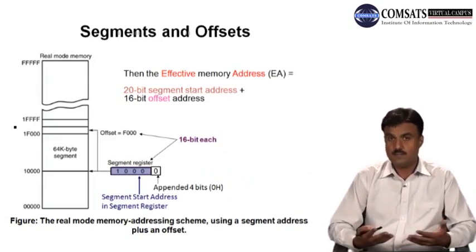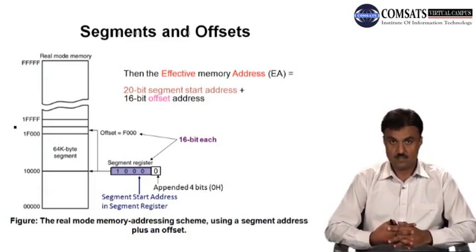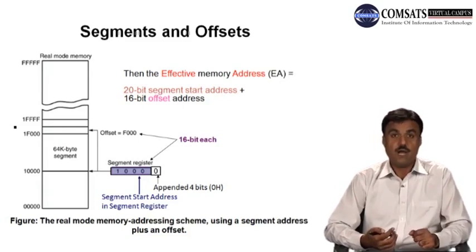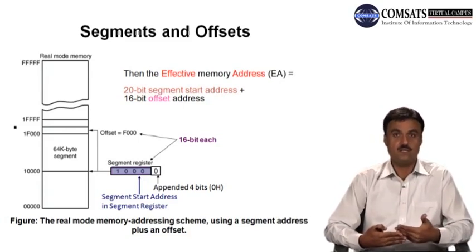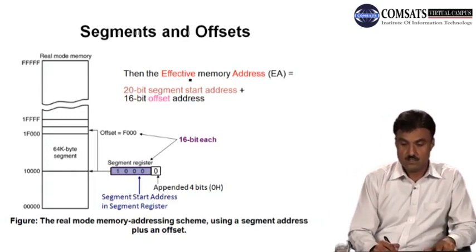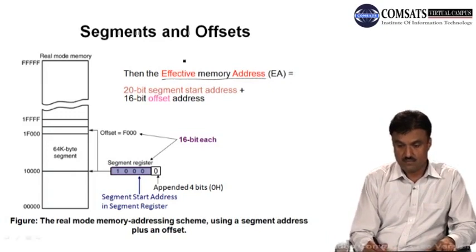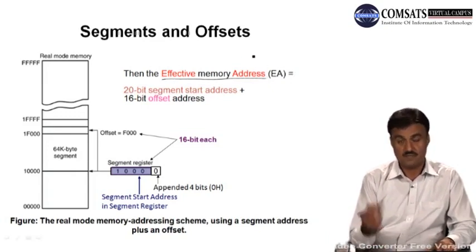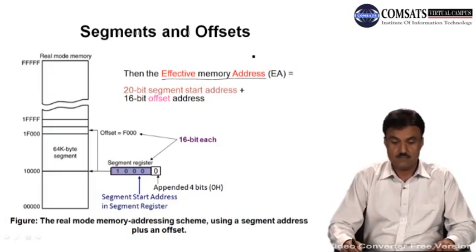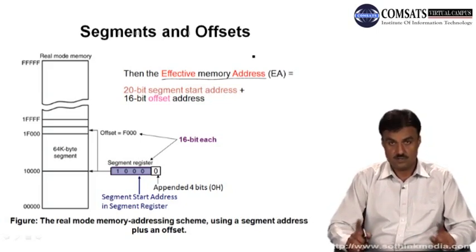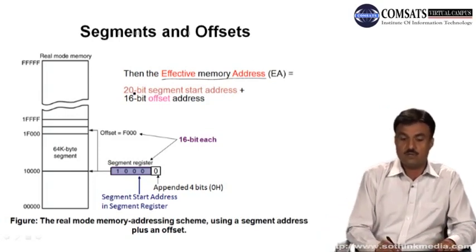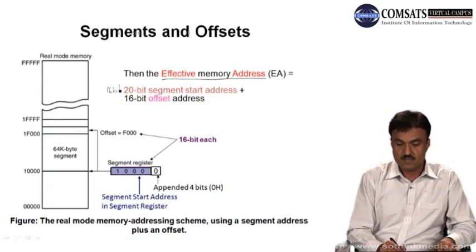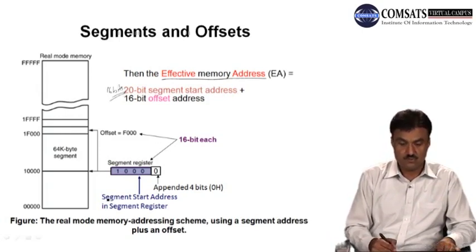Now, when we combine these two, segment plus offset or displacement, we get the address of any memory location inside the segment. That type of address is called the effective address or effective memory address, EA. This address is a combination of the 20 bit segment address plus the 16 bit offset. Previously we saw that the segment was 16 bits, so how does it become 20 bits? This is the segment address, like 1000, which was inside the segment register.